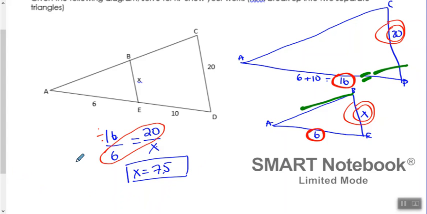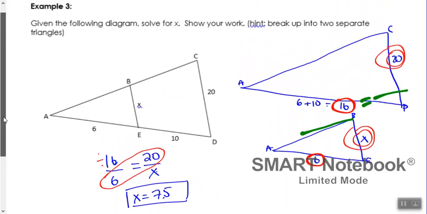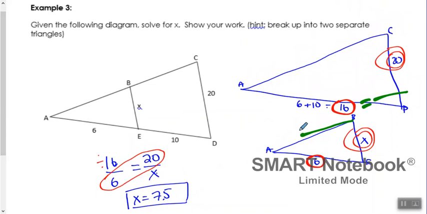Good. All right, so you can go on to your similar triangles assignment and then on to your review, and then you're ready to write your test. All right, bye.